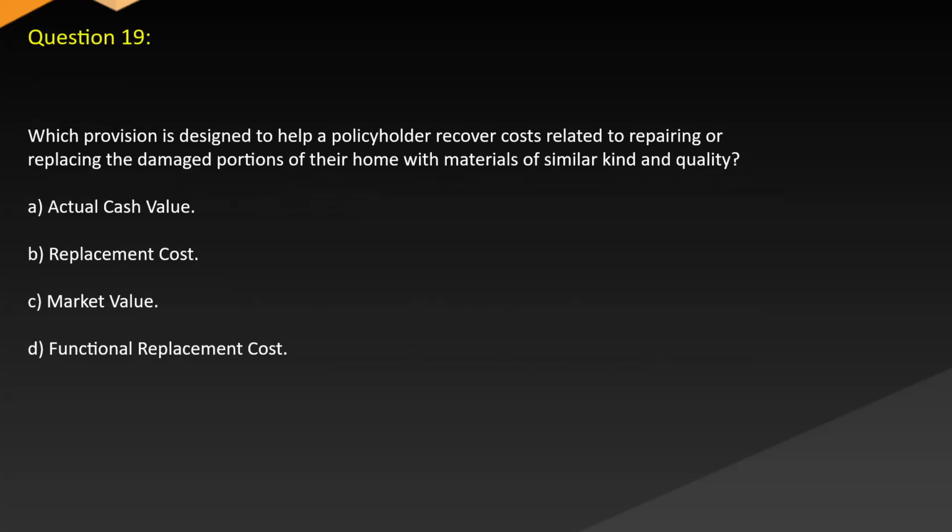Question 19. Which provision is designed to help a policyholder recover costs related to repairing or replacing the damaged portions of their home with materials of similar kind and quality? A. Actual cash value. B. Replacement cost. C. Market value. D. Functional replacement cost.